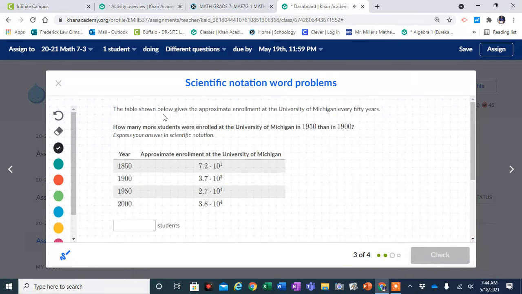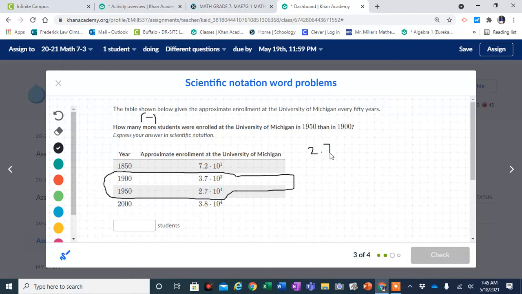All right, for this one, the table below gives the approximate enrollment at the University of Michigan every 50 years. How many more students were enrolled at the University of Michigan in 1950 than in 1900? All right, so we're comparing just these two. And how many more means we're going to be subtracting. So 2.7 times 10 to the fourth minus 3.7 times 10 to the third.